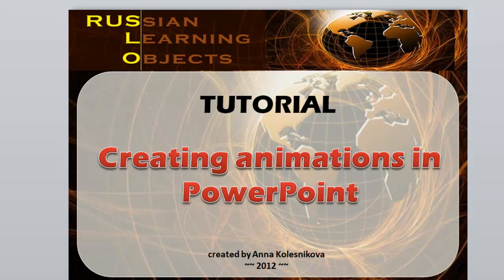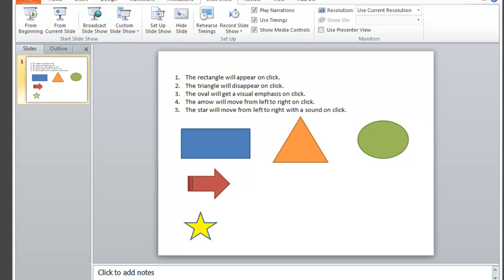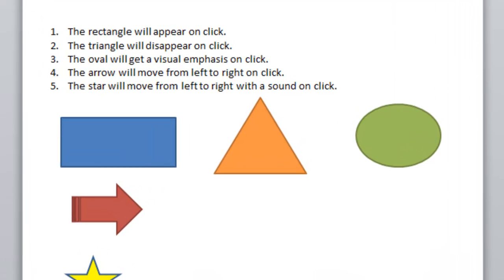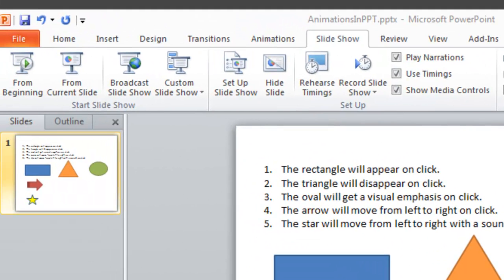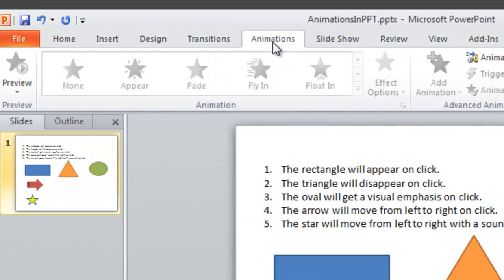In this tutorial, you will learn how to create animations in PowerPoint. First, let's see all types of animations that we can have in PowerPoint. On this slide, I have several shapes. I will add various animation types to each of the shapes by using the Animations tab in the PowerPoint menu.